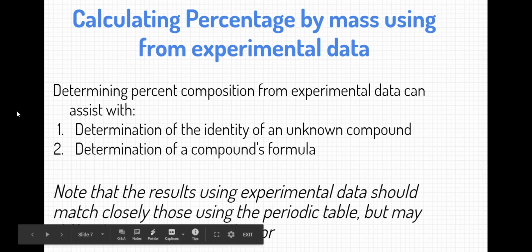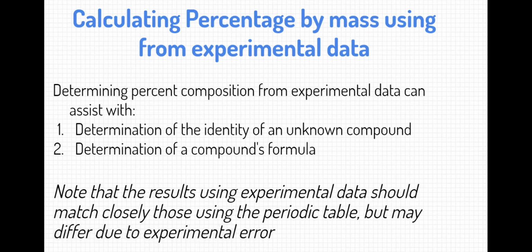One thing to note is that when you use experimental data, your percent compositions will be close, but not always precisely the same as those that you found when you calculated the percent composition from the periodic table. But this is just due to experimental data and is expected.